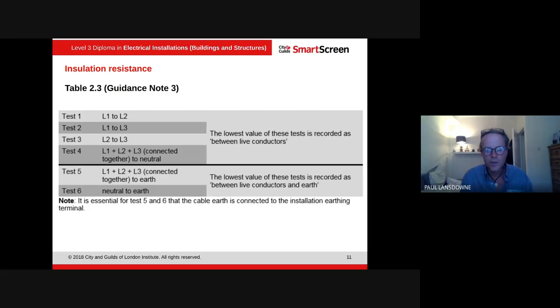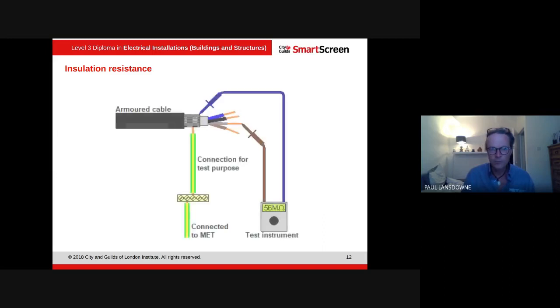And it is essential for tests 5 and 6 that the earth is connected to the installation earth terminal. So it's very similar to the safe isolation procedure, but you're just checking on the three-phase. So you've put L1 for test 4, L1, L2, L3 together to neutral, and while they're all together, then you test them to the earth. Obviously, with an armoured cable, you would check the insulation resistance to the armoured cable. Which is a little diagram there.